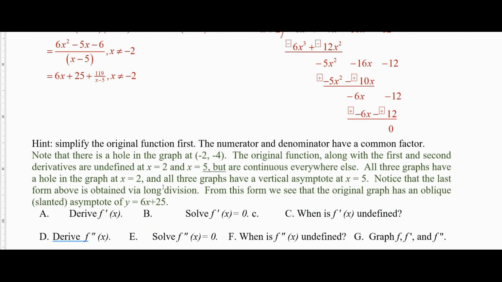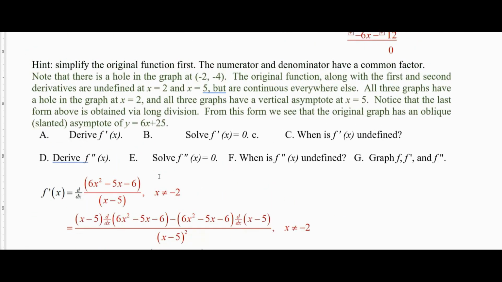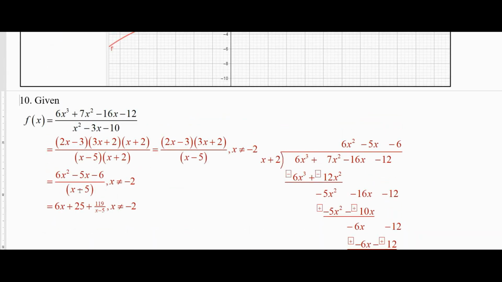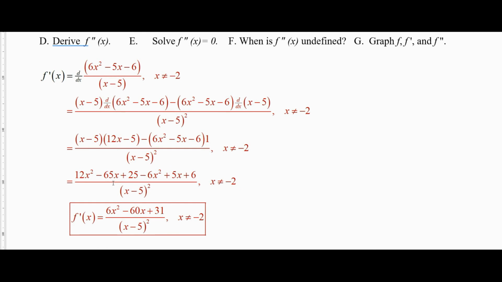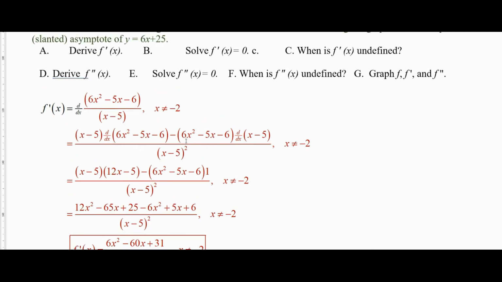All right, now let's find some derivatives. So we're going to use the reduced version to find the derivative. Okay, so we got a little quotient rule going here. So the bottom times the derivative of the top minus the top times the derivative of the bottom over the bottom squared. This derivative right here is 12x minus 5. This one is just 1. Distribute, FOIL, distribute the 1 here. So this is 12x squared plus 25. We got a negative 60x minus 5 more x's and negative 65x.